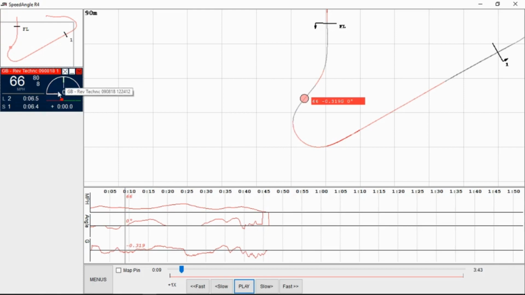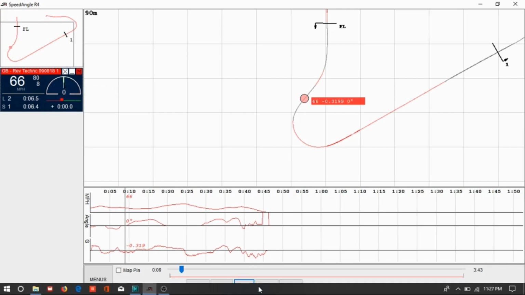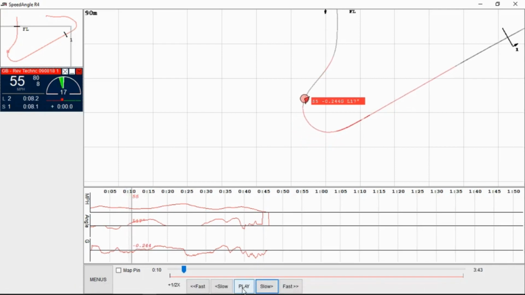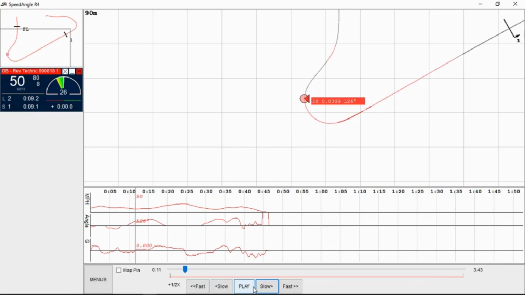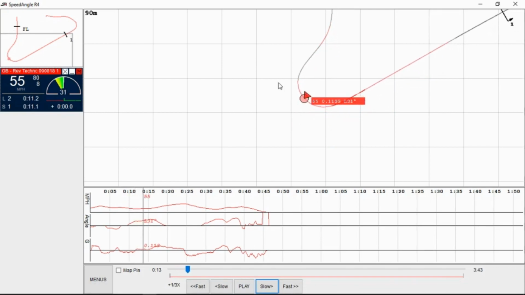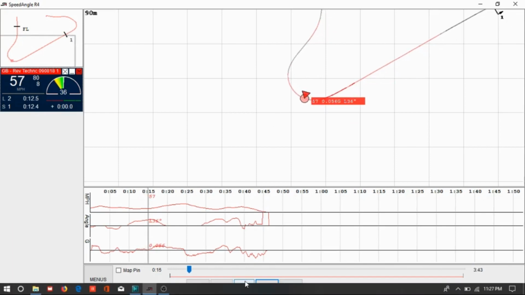And on the lean angle graph over here, watch what happens when I start adding throttle, right? So I'm adding throttle, and my lean angle's going up. So adding throttle, lean angle's going up, right? So I'm still accelerating and my lean angle's going up. So that's wrong, right?